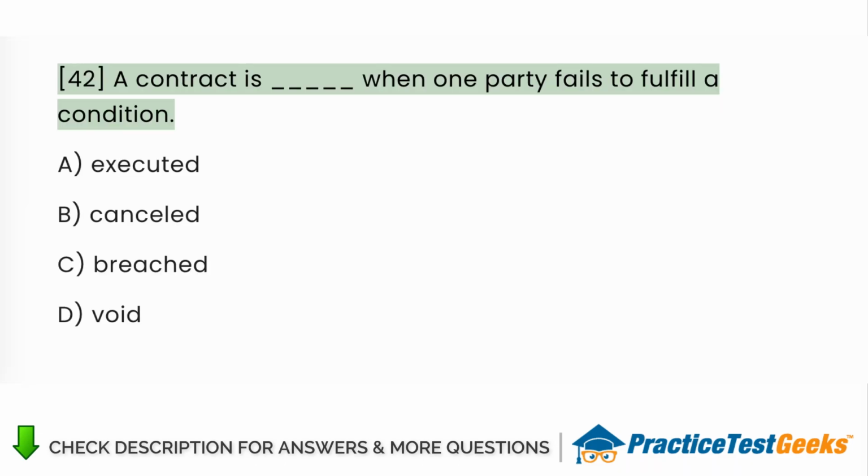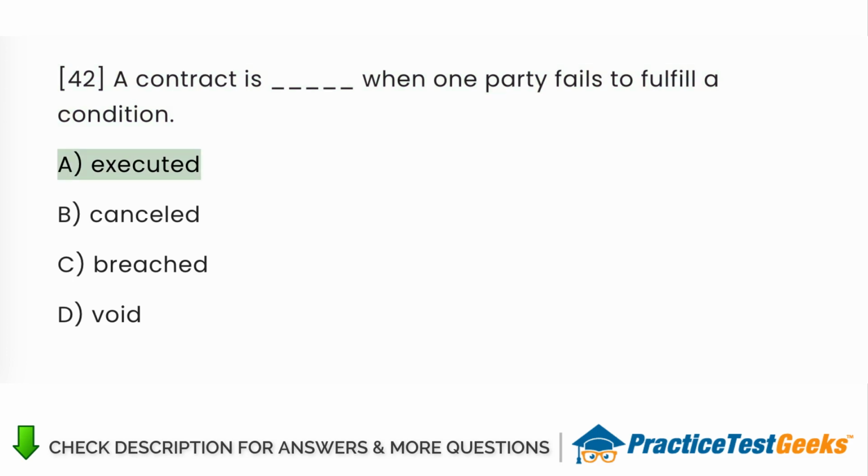A contract is ___ when one party fails to fulfill a condition. A. Executed. B. Cancelled. C. Breached. D. Void.